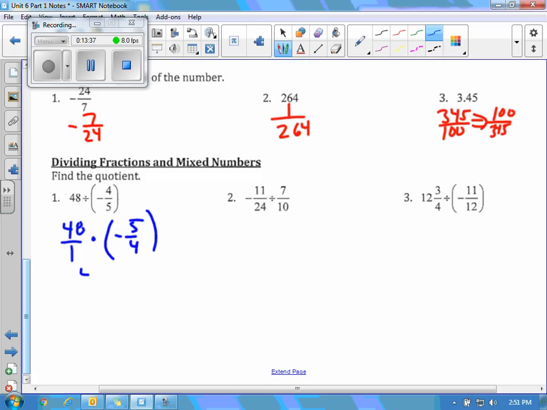So now again, I want to write this 48 times negative 5 over 1 times 4, so I can reduce first. So 4 divided by 4 is 1, 48 divided by 4 is 12. So that's 12 times negative 5, which is negative 60, and that's over 1, so I don't have to write that.